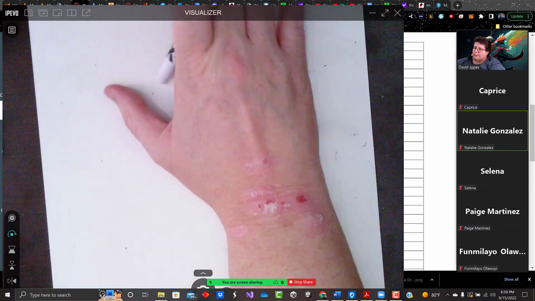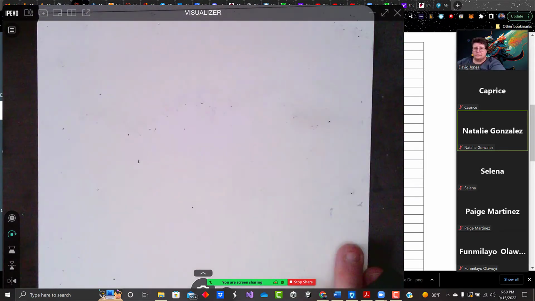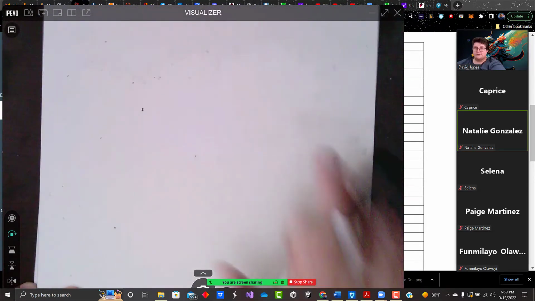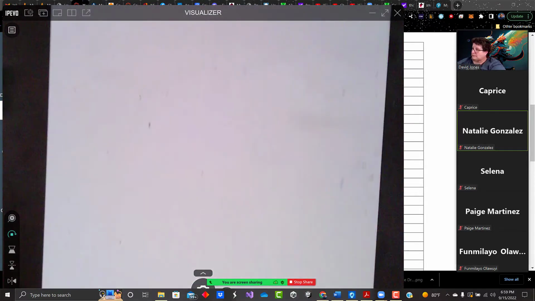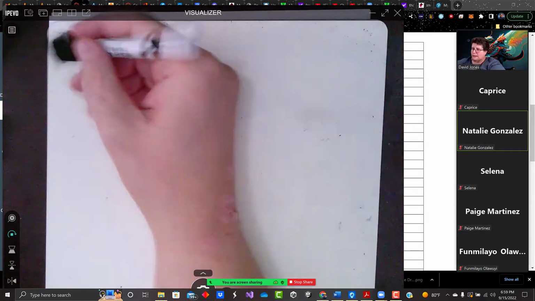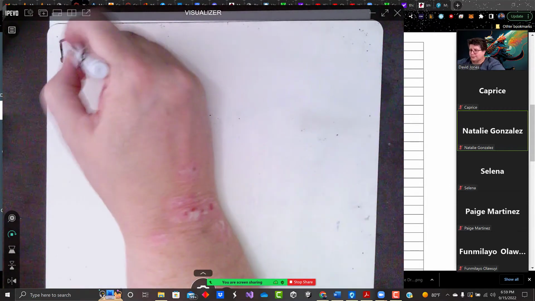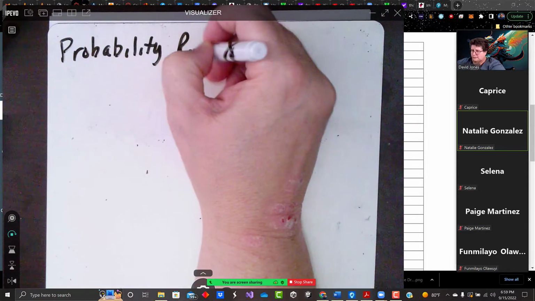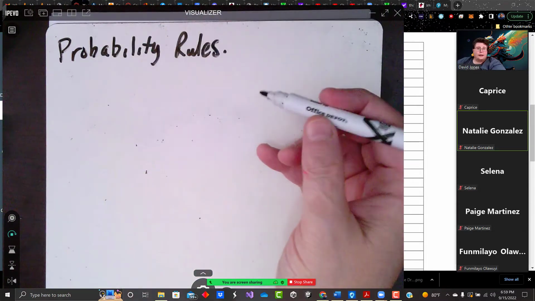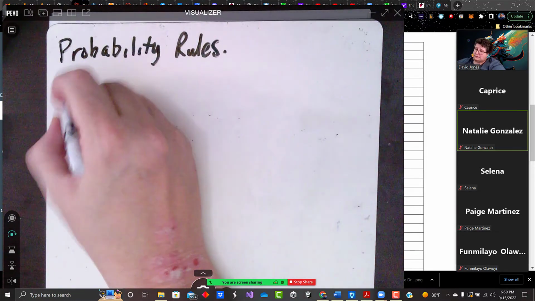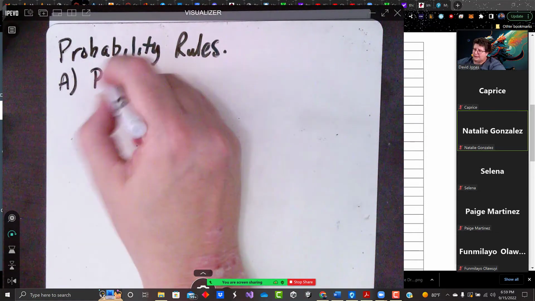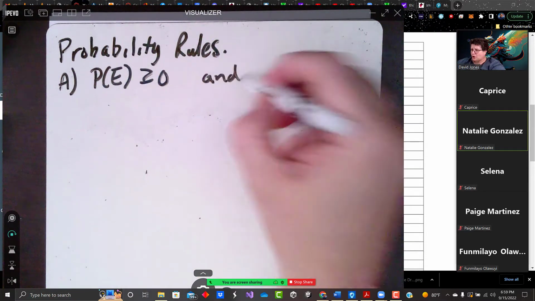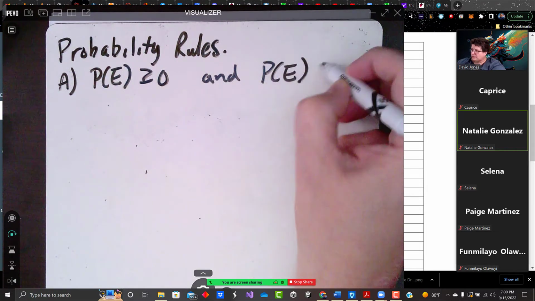So, some rules with probability. Probability rules. First rule: the probability of any event is always greater than or equal to 0 and always less than or equal to 1.